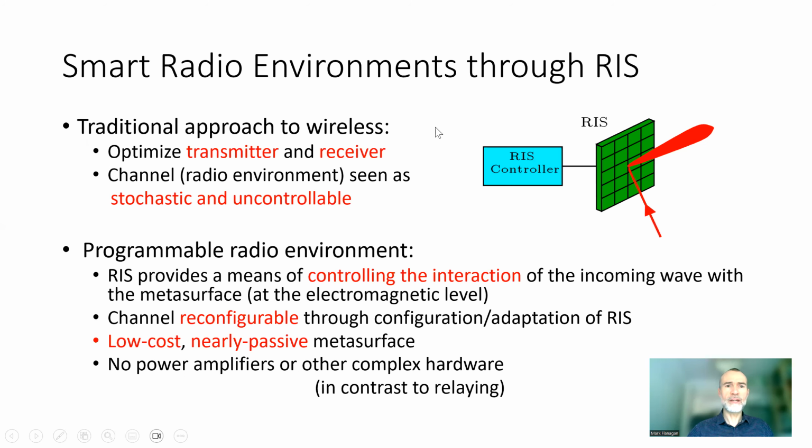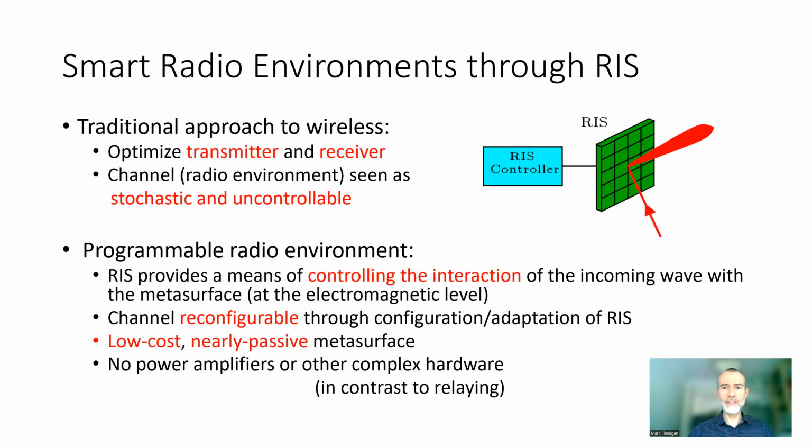Okay, so I'll start with just a brief overview of RIS technology. The idea here is to create a programmable or smart radio environment. The easiest way to think about this is to think about, well, what is our traditional approach to wireless? Usually we think about optimizing the transmitter and receiver operations, so for example the hardware, the signal processing, the implementation, and we think about the channel or radio environment as being somehow stochastic and something we can't control. The idea of a smart radio environment or programmable radio environment is to significantly depart in a disruptive way from this kind of way of thinking about things.